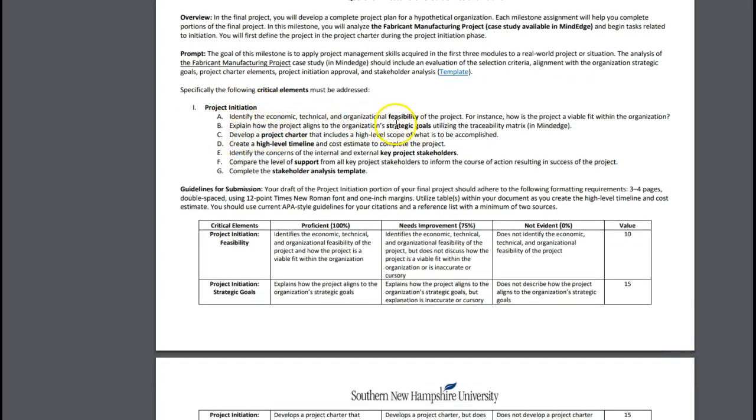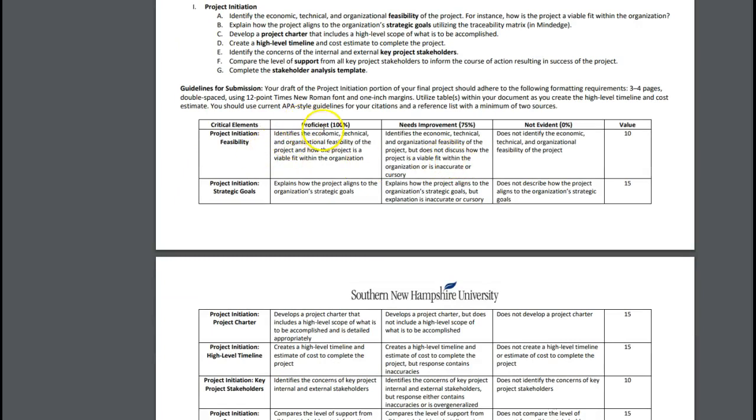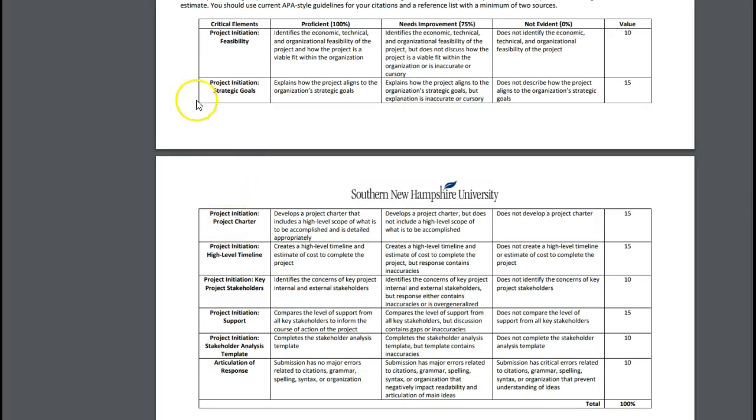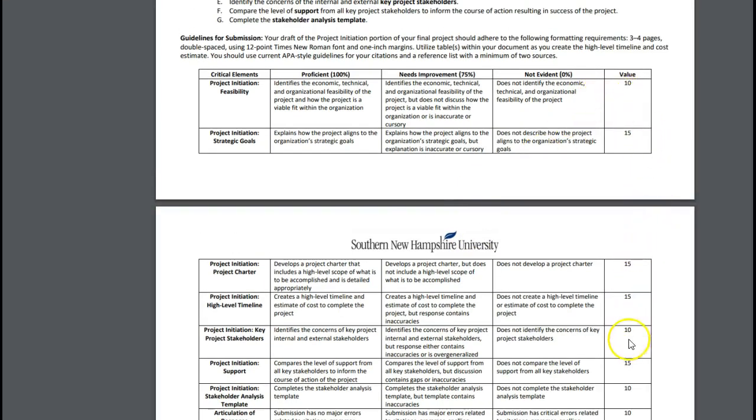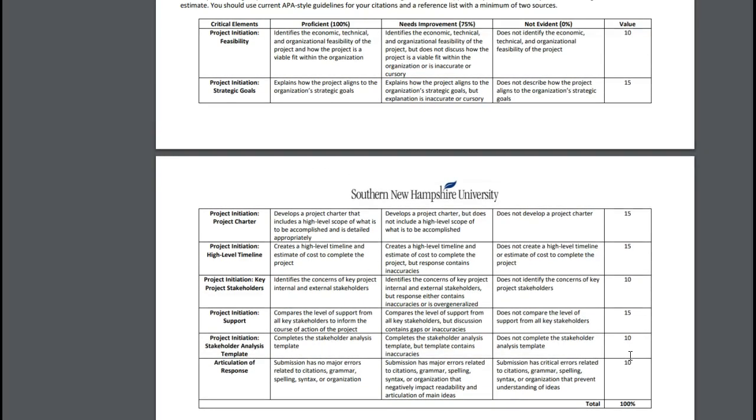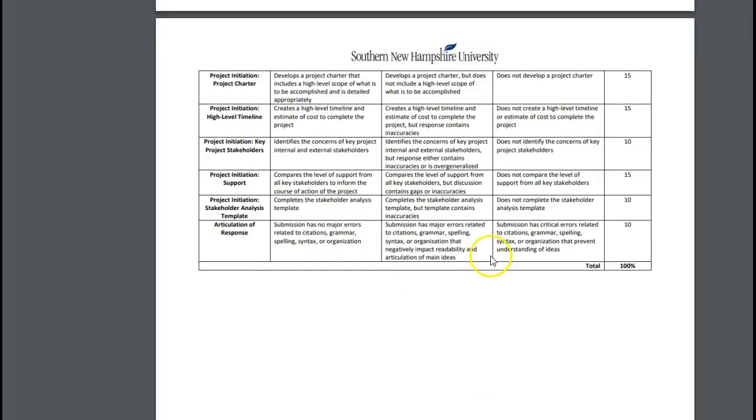And here are some of the requirements. Here we talk about, on B, explain how the project aligns with the strategic goals using the traceability. I went through that. The stakeholder analysis, the support. So follow those. Now remember, what we're doing here is we're talking about proficient, needs improvement, and not evident. So if you do not address each one of these areas, or if you try to combine them and I can't find out where you put this one and that one and the next one, you're going to lose the points associated with those rubric elements. The best thing to do is use my template, address each one of these, feasibility, strategic goals, project charter, each of them separately. So that pretty well covers it.